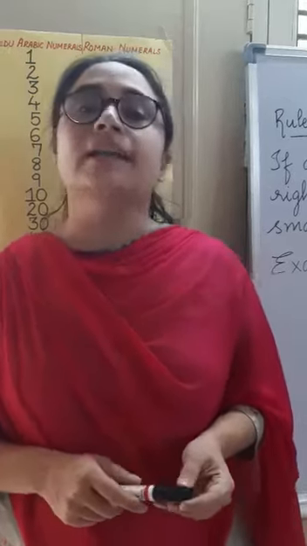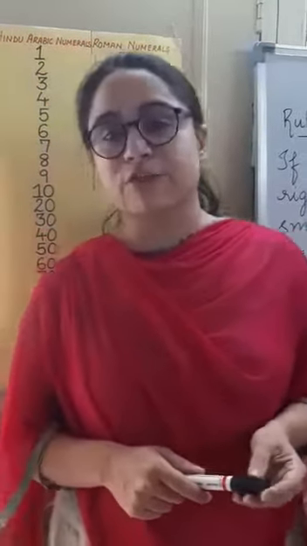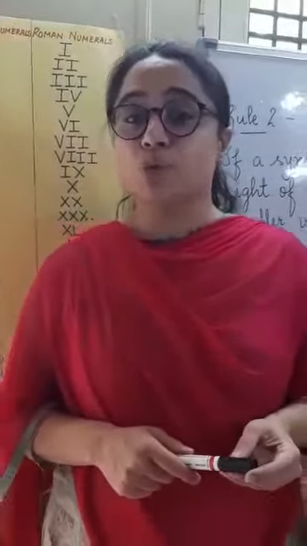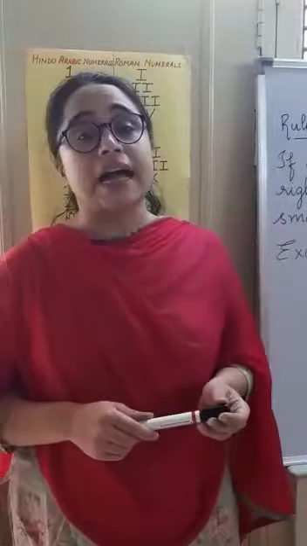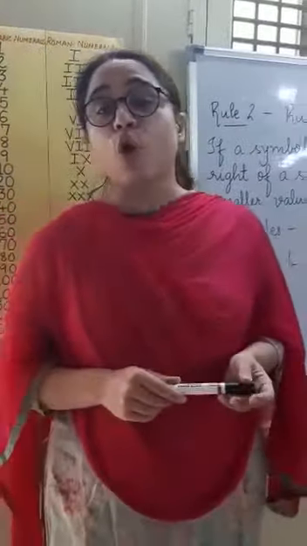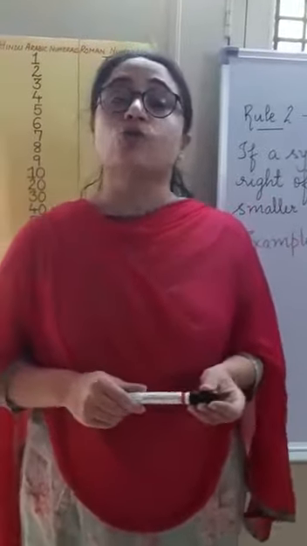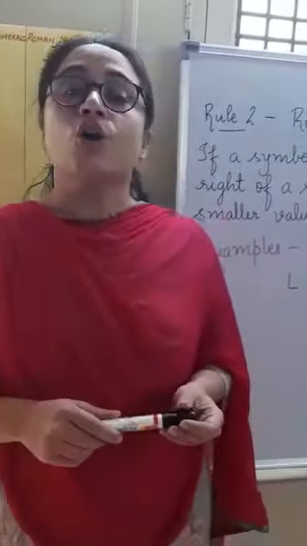Hello students, this is part 2 of class 5 maths, chapter number 2, Roman numerals. In my previous video, I had explained the rule of repetition. Now we are going to continue with the rules.